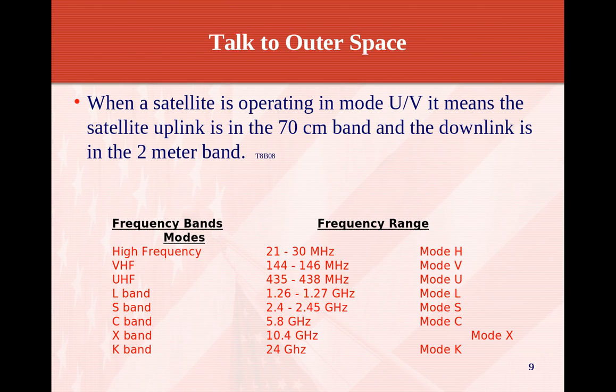When a satellite is operating in the UV mode, that means the satellite uplink is on the 70 centimeter band and the downlink is on the 2 meter band. And that's the thing with Doppler shift too. The higher the frequency, the smaller the shift is going to be as it passes. So that's why it's UHF up, VHF down. You'll see less of a Doppler change on 70 centimeters than on the 2 meter band. And on the microwave bands, they're pretty much dead on. There's not too much of a Doppler shift on the microwave stuff.